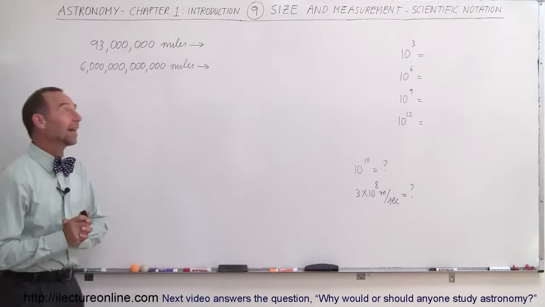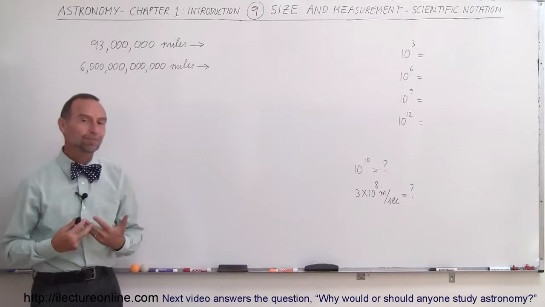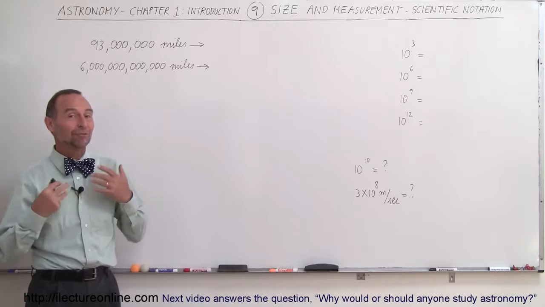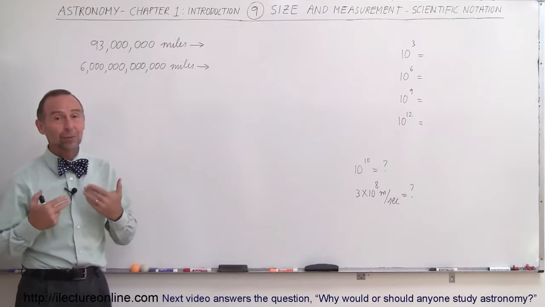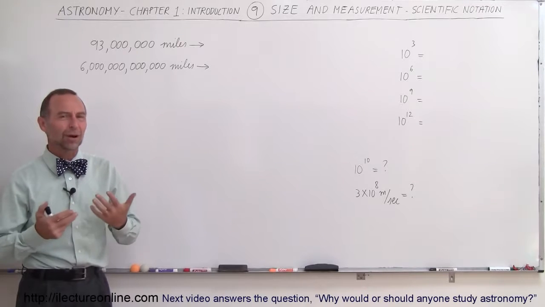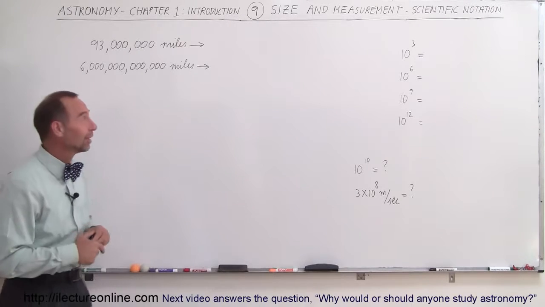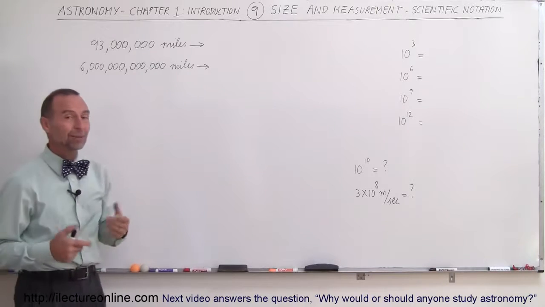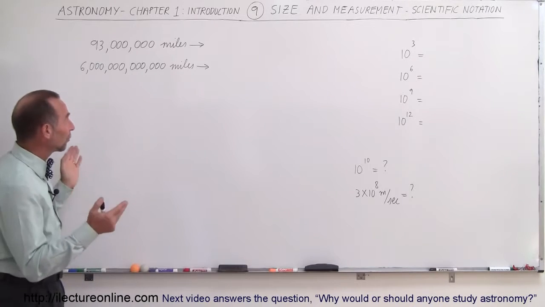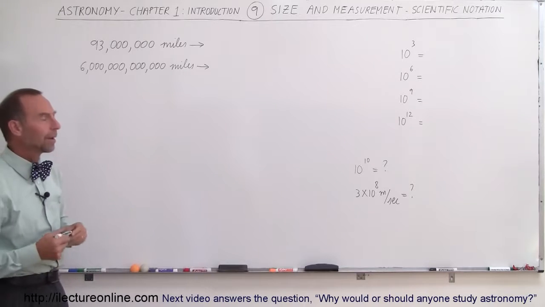Welcome to our lecture online, and now let's talk about scientific notation. Yes, in astronomy we deal with very big numbers and sometimes with very tiny numbers as well. And we need to be able to write those in scientific notation, otherwise we'd be writing a lot of zeros. So for example, let's say the distance between the Earth and the Sun is 93 million miles, and it would be easier if we could write that in a more compact way.